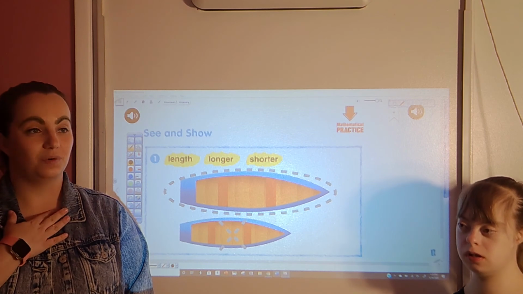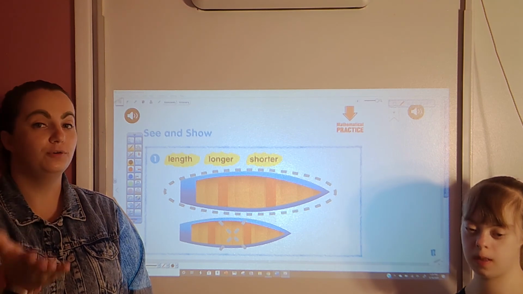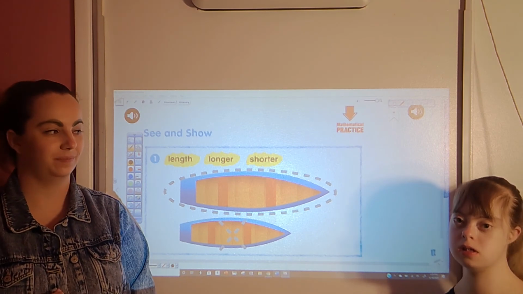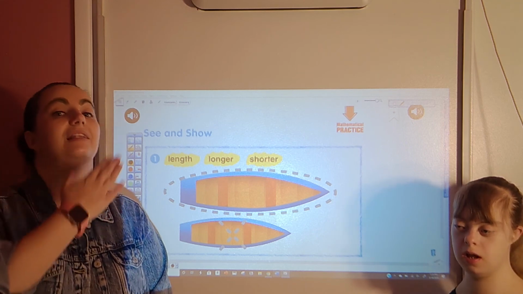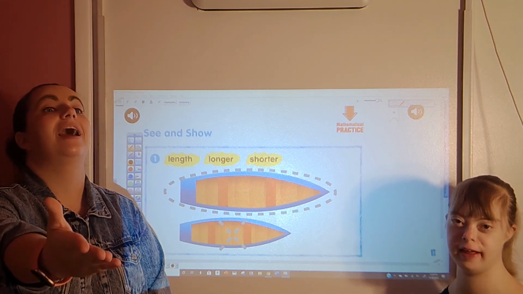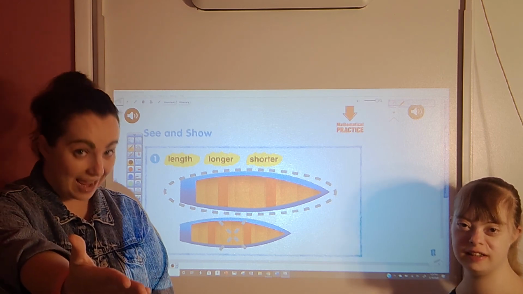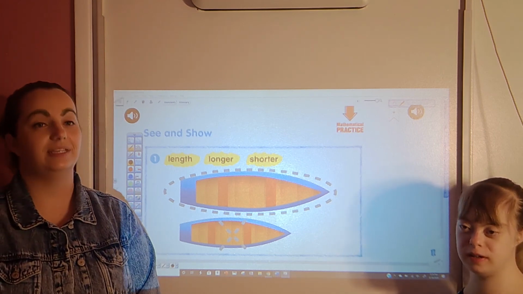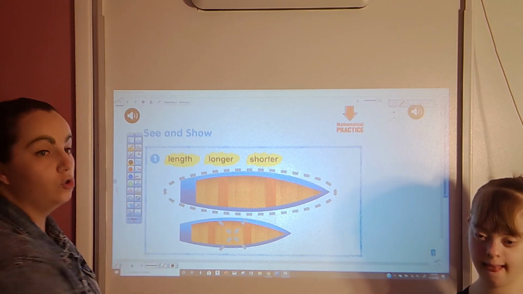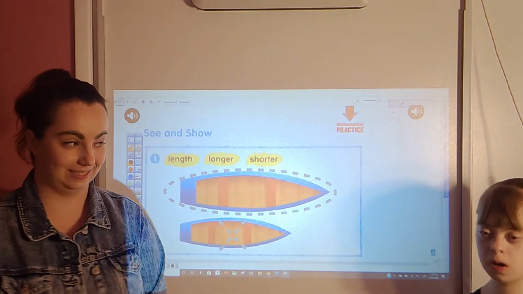I'm going to say the word length, then I'll point to you to say the word length. Ready? Length. Length. Length. Good. Again. Length. Length. Length. Good. Length is to measure how long something is.